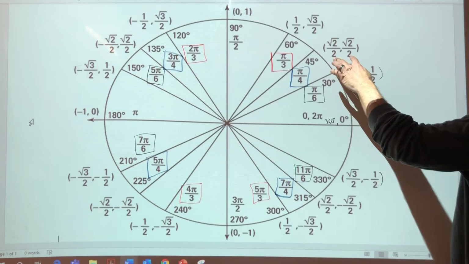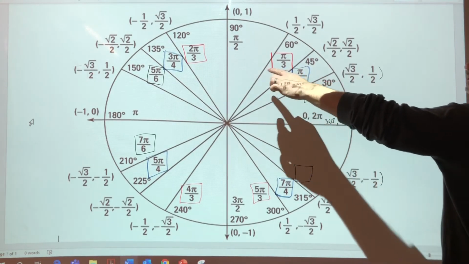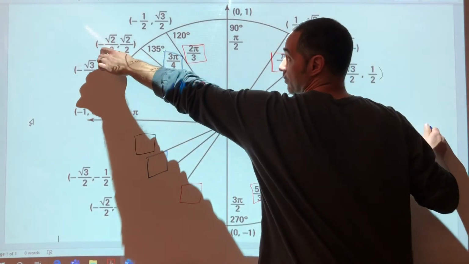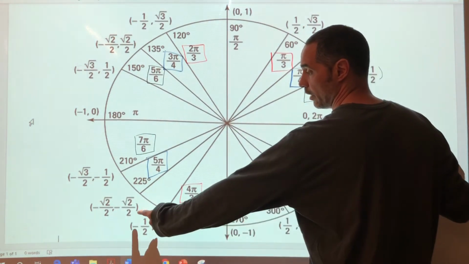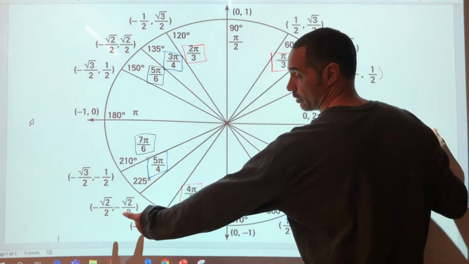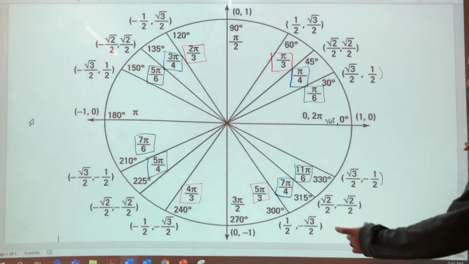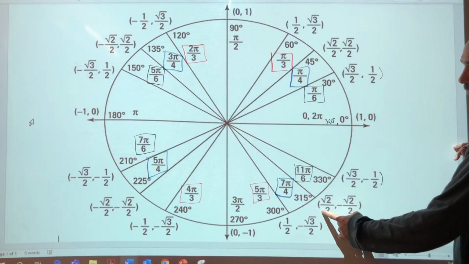And so, if you look at the pi over 4 family, there's 3 pi over 4, and they have the same values, except the first one is negative. And then at 5 pi over 4, they're both negative. And then at 7 pi over 4, the first one is positive, second one is negative.